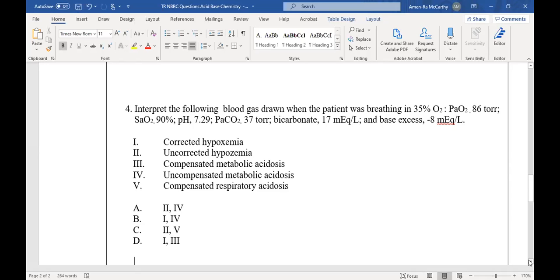Patient is breathing 35%. So it's not room air, he's on oxygen. And his PaO2 is 86. Satting 90%. pH of 7.29. CO2 of 37. Bicarb of 17.